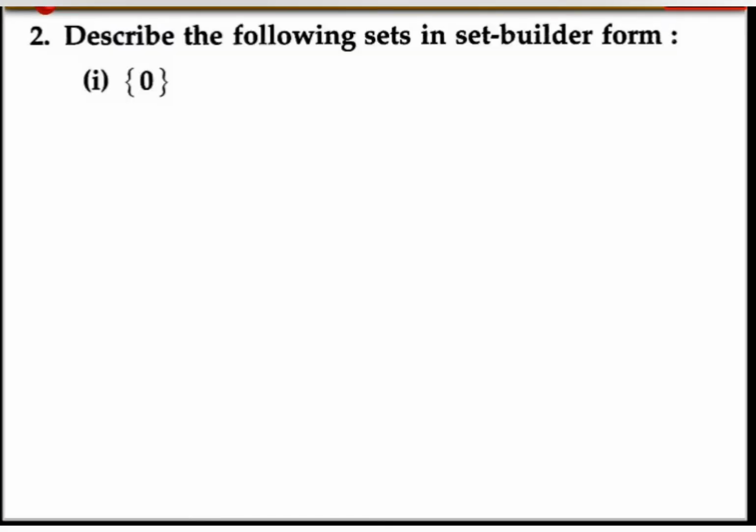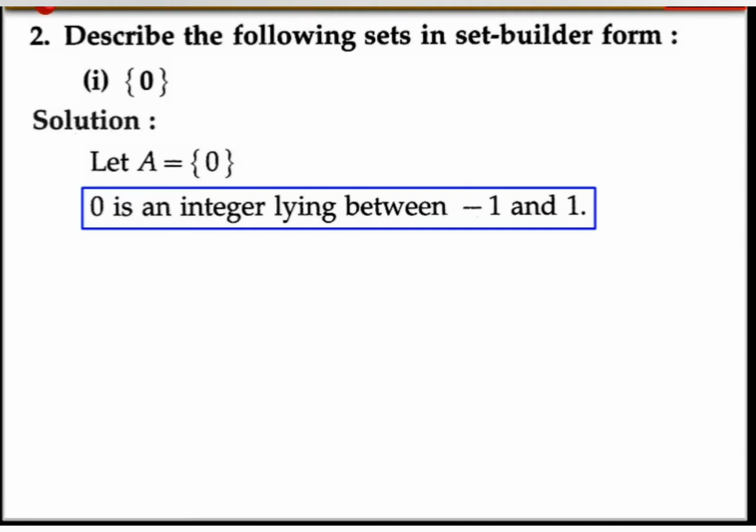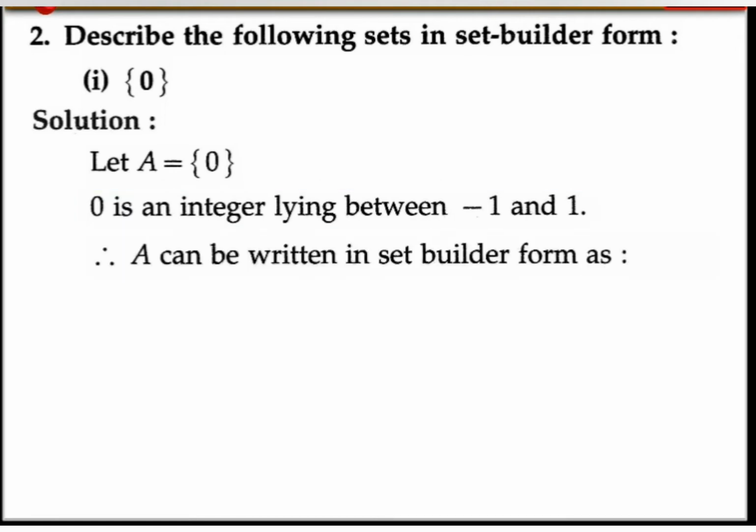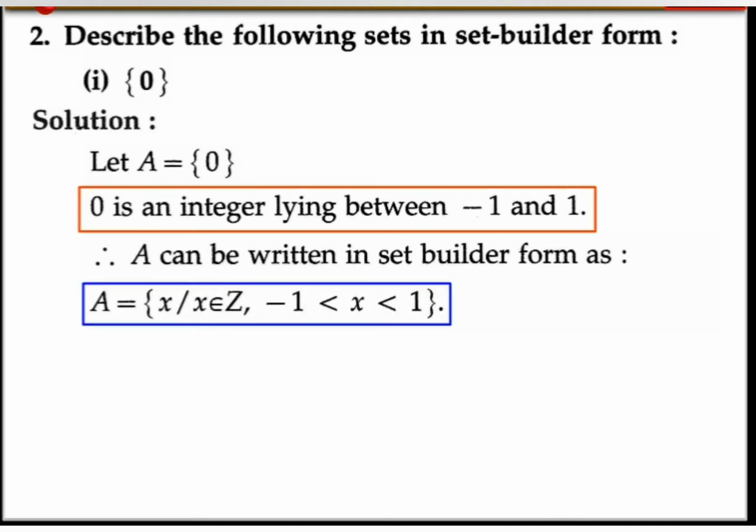Question number 2. Describe the following sets in set builder form. Number 1. Set of 0. Solution. Let A be equal to the set of 0. Now 0 is an integer lying between -1 and 1. Therefore, A can be written in set builder form as A is equal to the set of all x such that x belongs to Z, x is greater than -1 but less than 1.